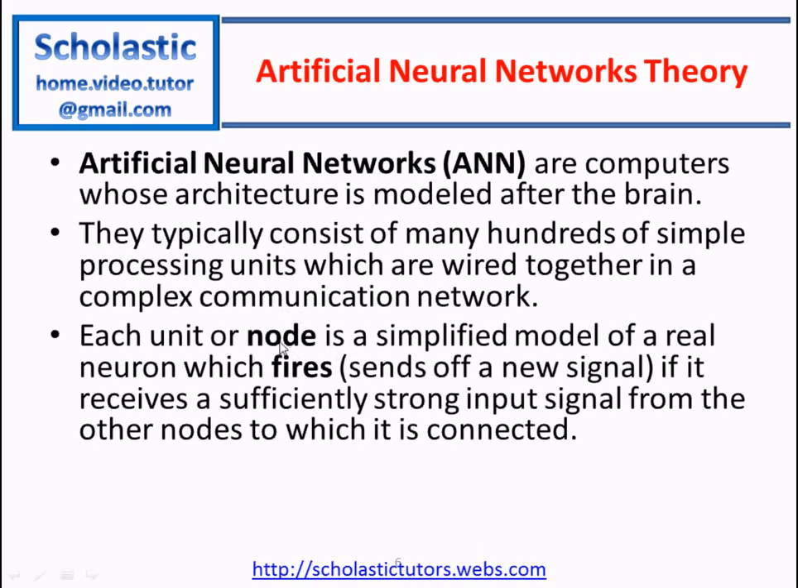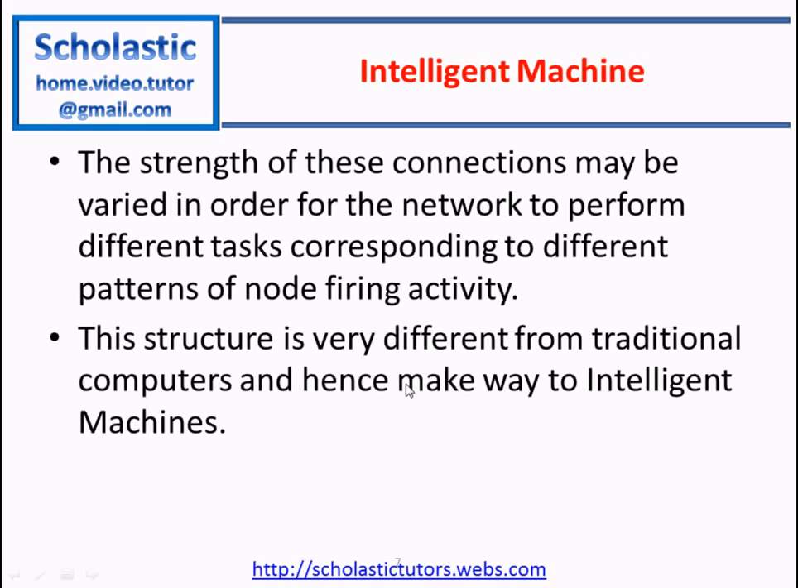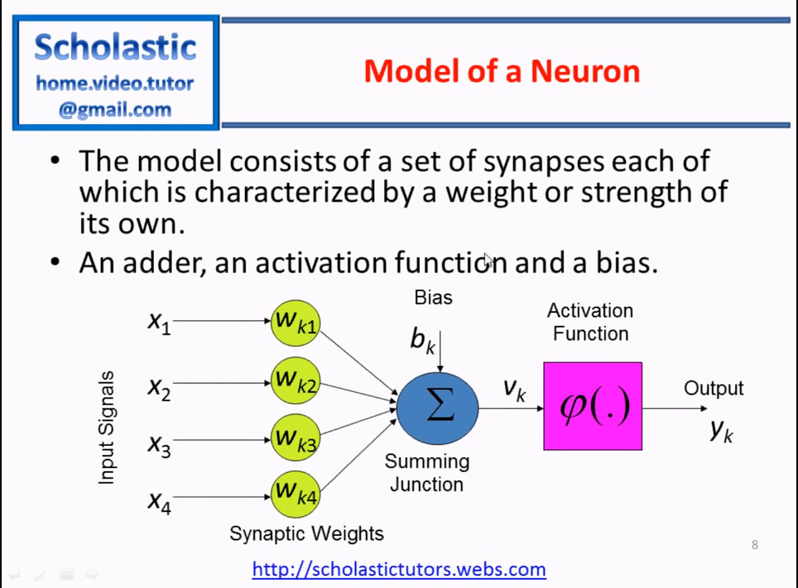Basically, to understand this, there is a thing called a node. It has some inputs, and then the node will fire depending on the strength of the inputs. The strength of these connections may be varied in order for the network to perform different tasks, corresponding to different patterns of node firing activity. This structure is very different from traditional computers and hence paves the way to intelligent machines. Anyway, this is the simple model that we have discussed just now.